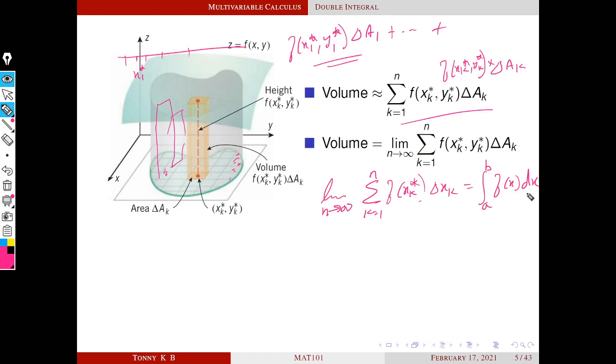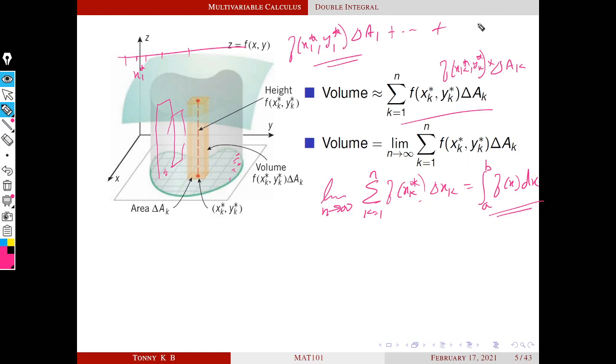In the case of a single integral, the limit as n tends to infinity of the sum from k equals 1 to n of f of xk star delta xk is denoted by the integral from a to b of f of x dx. This is a compact notation for this complicated infinite sum. Analogous to this, what is the integral representation of this infinite sum? This is also an infinite sum. The only difference is that instead of a single variable function, here we use a function of two variables. What is the analogous notation?